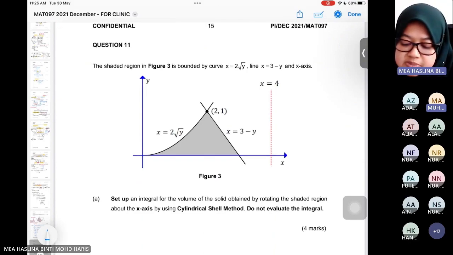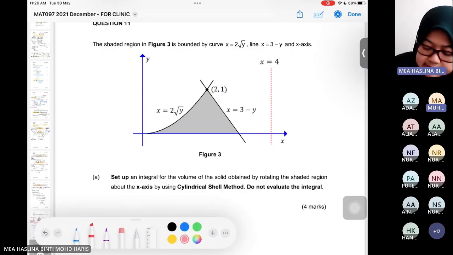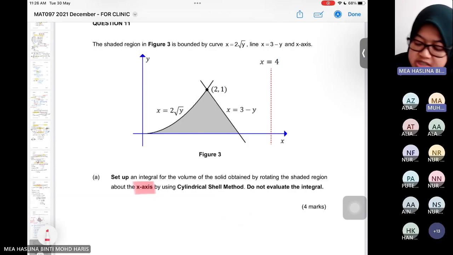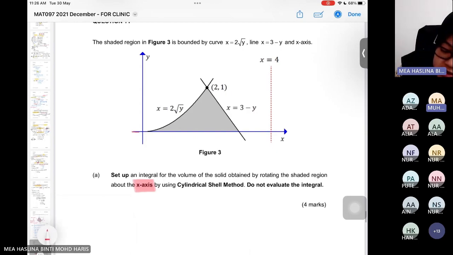The shaded region in figure 3 is bounded by the curve and line. Okay, there is one curve, one line, and then the x-axis. Set up an integral for the volume of the solid obtained by rotating the shaded region about the x-axis by using the cylindrical shell method. You have to highlight the axis of revolution, okay, x-axis. So where is the x-axis? Don't get mixed up, okay. X-axis, the horizontal axis.